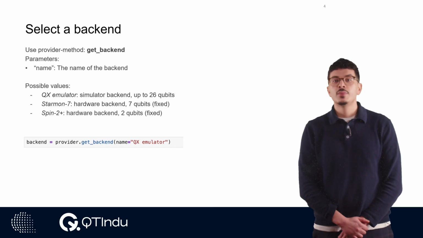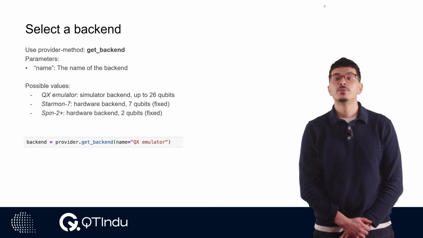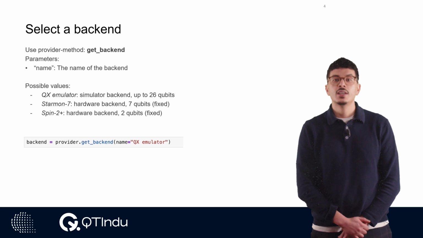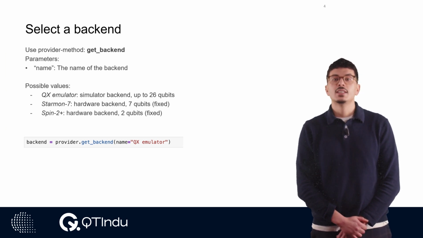Next to the simulator backend, we have two hardware platforms which can be used. These backends are called Starmon-5 and Spin-2+. They have a fixed number of 5 and 2 qubits respectively and a slightly reduced primitive gate instruction set.